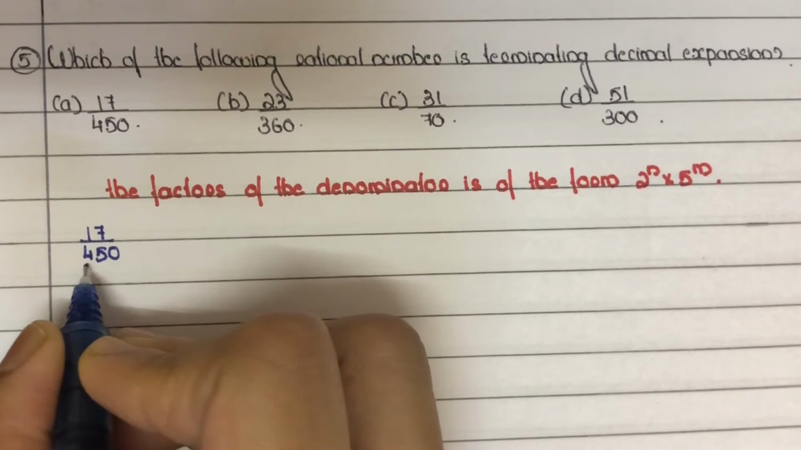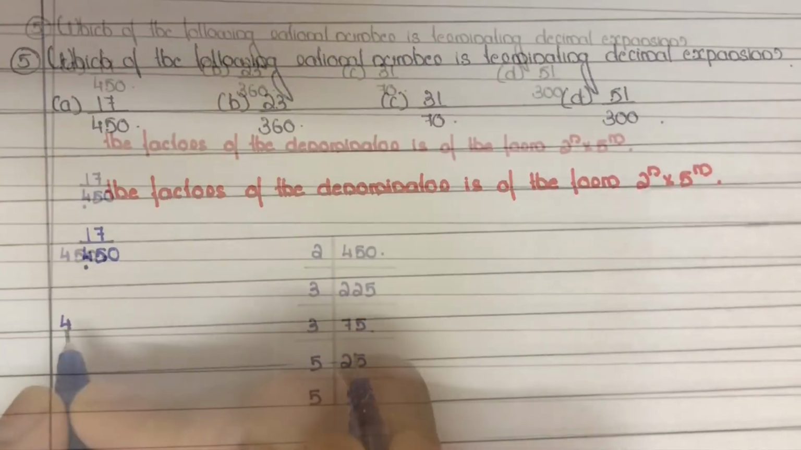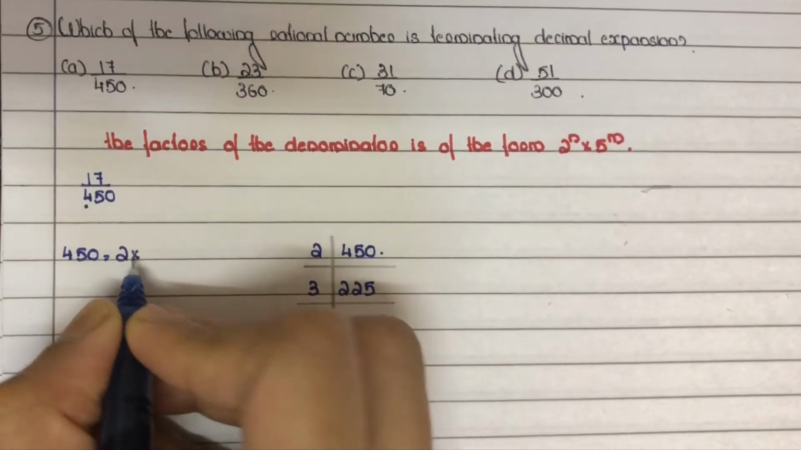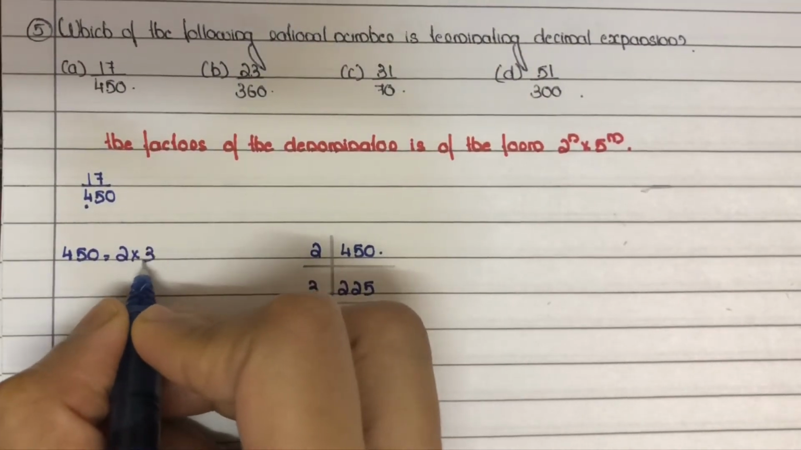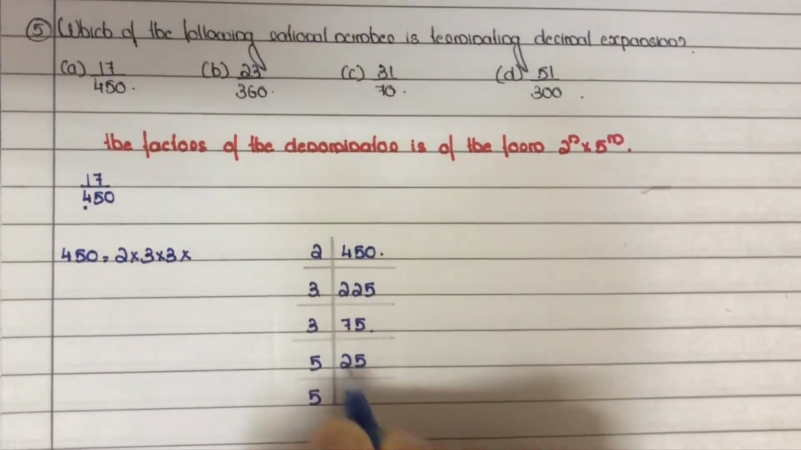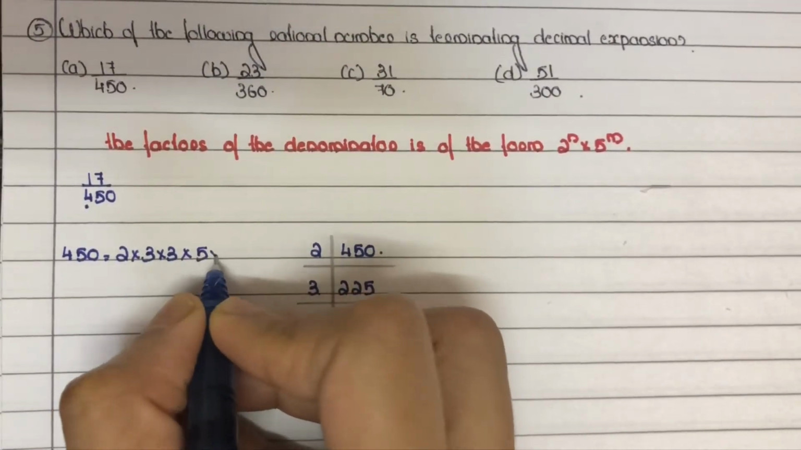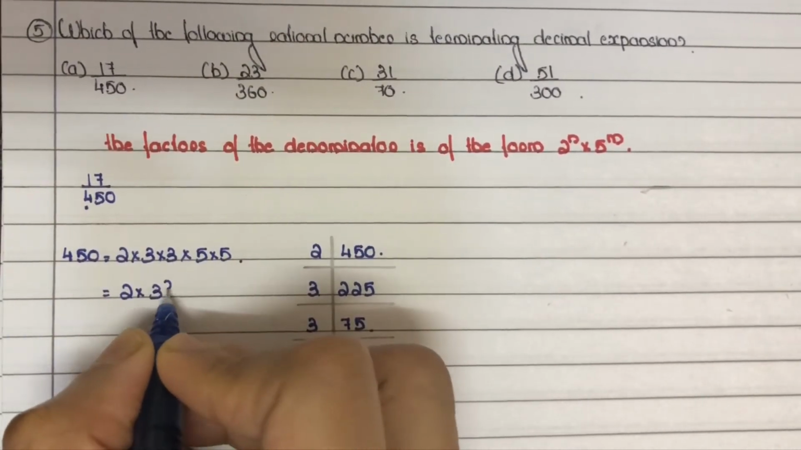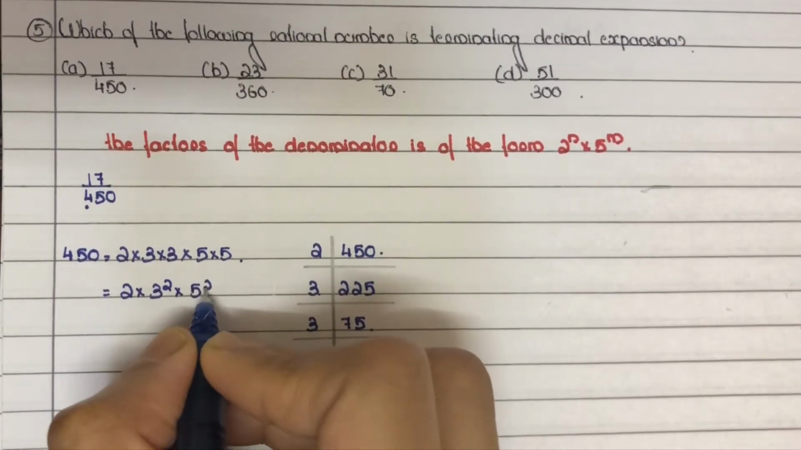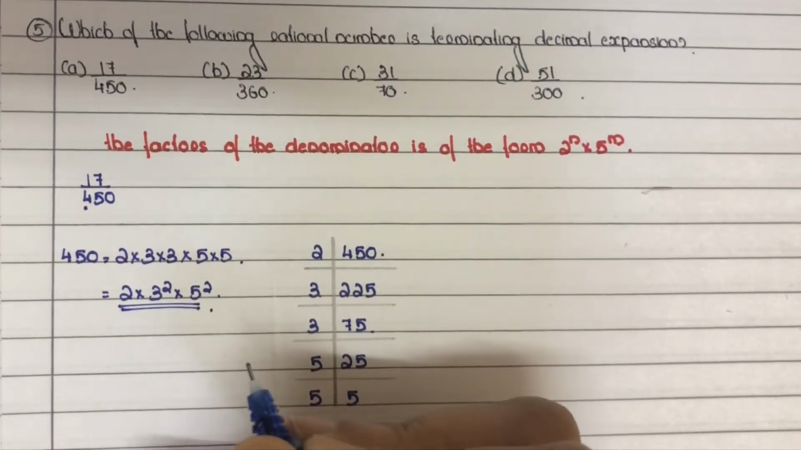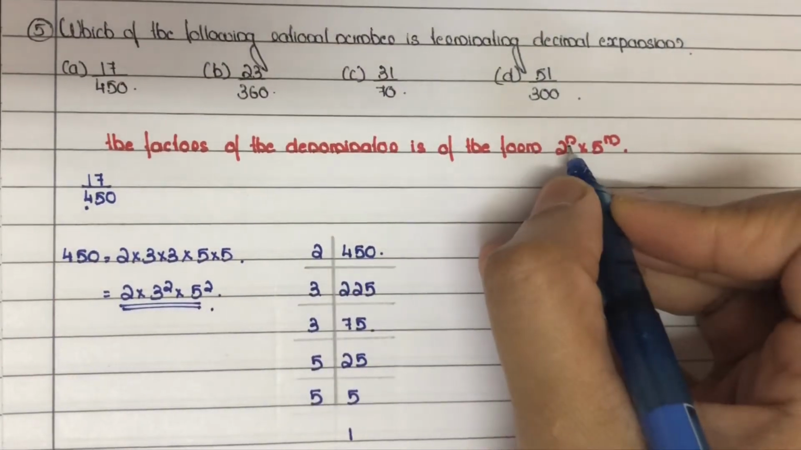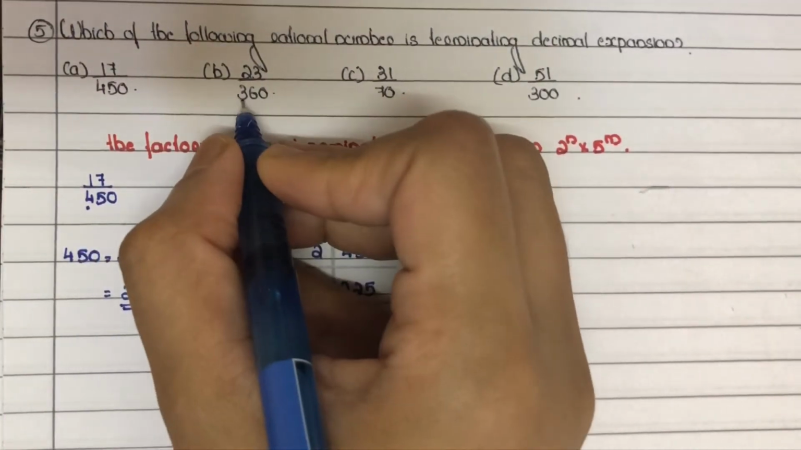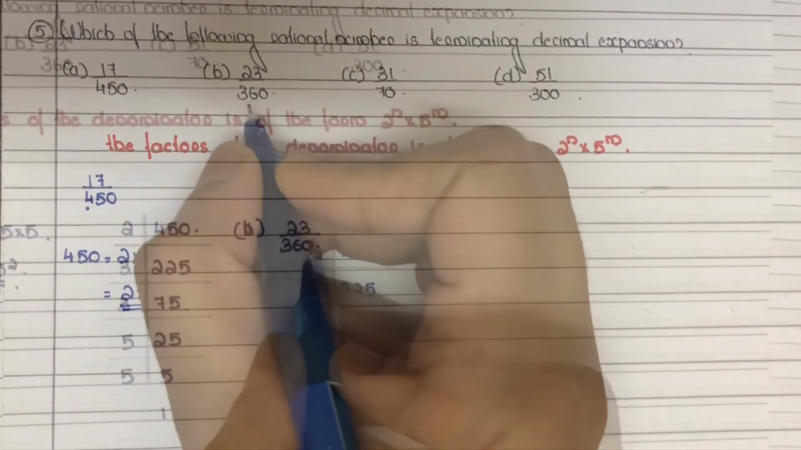Now do the prime factorization of 450. 450 equals 2 into 3 into 3 into 5 into 5. That's equal to 2 into 3 raised to 2 into 5 raised to 2. These are the factors. So it is not in the form 2 raised to n into 5 raised to m. So neglected.